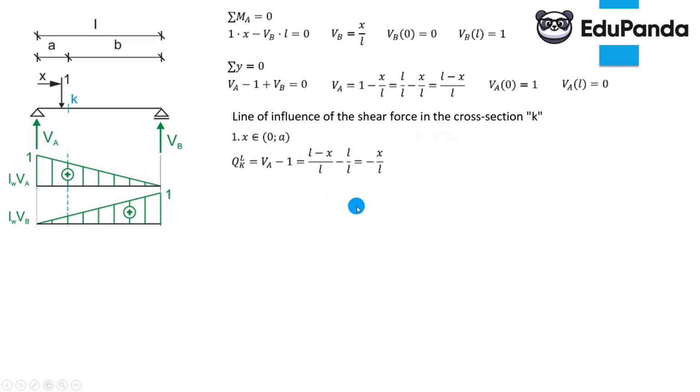I check the start and end of the interval. For coordinate 0, it's 0. For coordinate A, it's minus A over L.